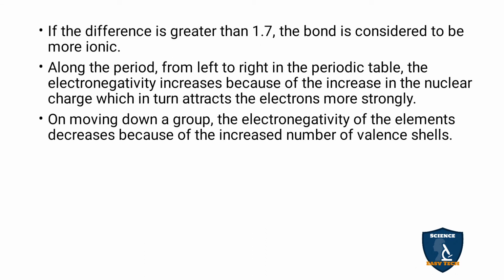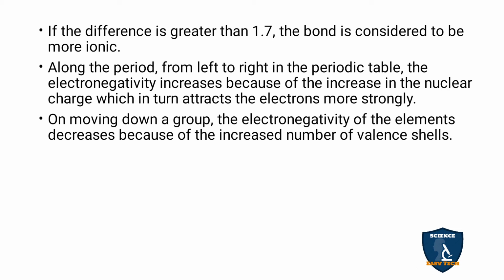If the difference is greater than 1.7, the bonding is considered ionic. So keep it in mind: 1.7 between the two elements means 50% ionic and 50% covalent. Less than 1.7 means covalent bonding. More than 1.7 means ionic bonding.